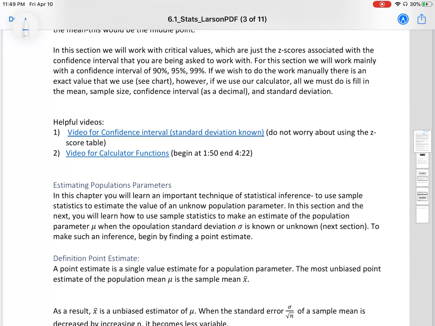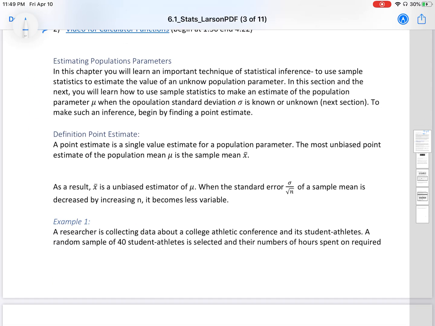Also, throughout this chapter, I have included this video that shows you step-by-step calculation for each type of problem that you'll see for this chapter. Alright, let's begin with definitions.